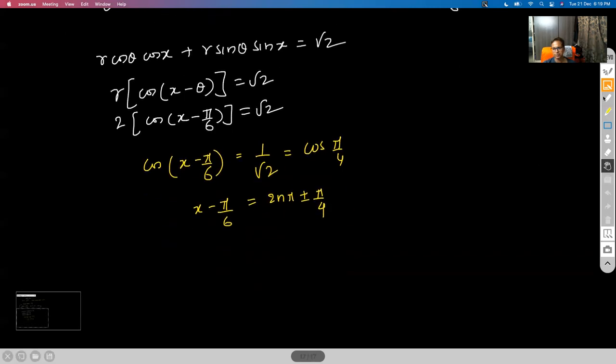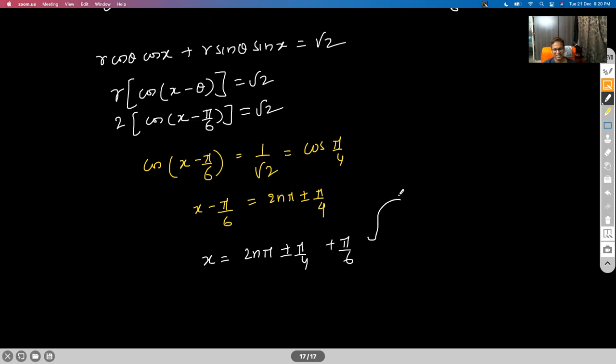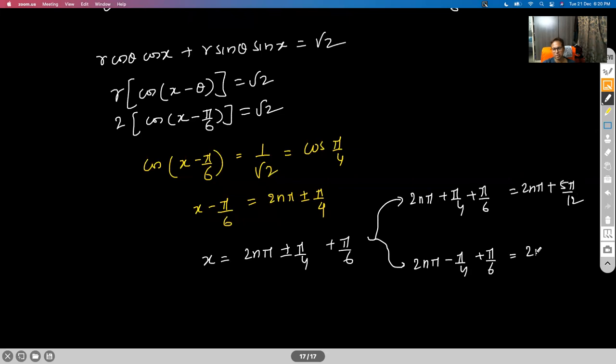In short, x is 2n pi plus minus pi by 4 plus pi by 6. But normally when we write it, we break it up and write it like this. We write it as 2n pi plus pi by 4 plus pi by 6, and then take the negative, 2n pi minus pi by 4 plus pi by 6. So this boils down to 2n pi plus 5 pi by 12, and this boils down to 2n pi minus pi by 12.